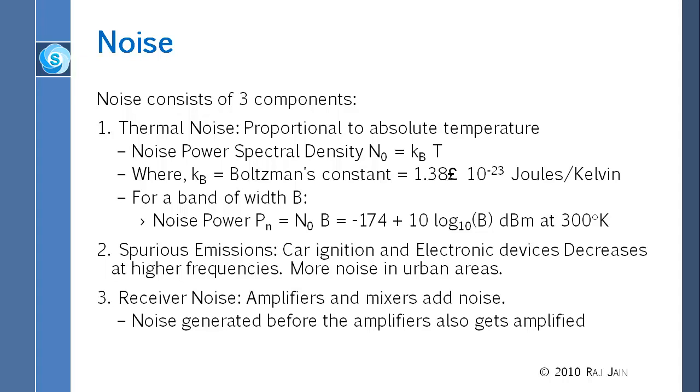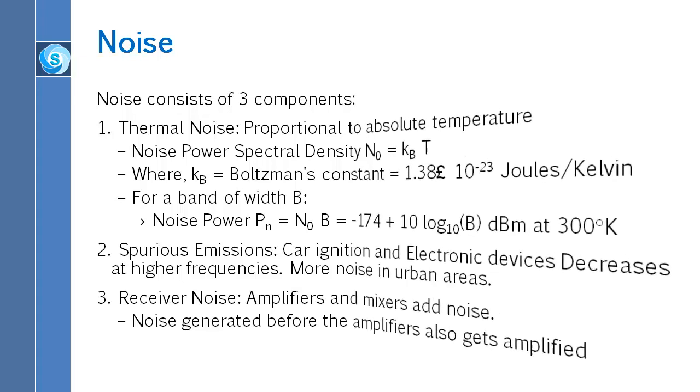Then there are two other noises. Second is the spurious noise, which is because of things which are going around. So if you have somebody starting the car, or somebody starting a radio, or somebody starting a computer, all of these things are radiating stuff. So that's another emission. And then the receiver noise: the receiver itself has electronics which could have its own noise. So there is receiver noise, there is some noise from the environment, and there is noise due to the thermal temperature. Those are the three main components of the noise.